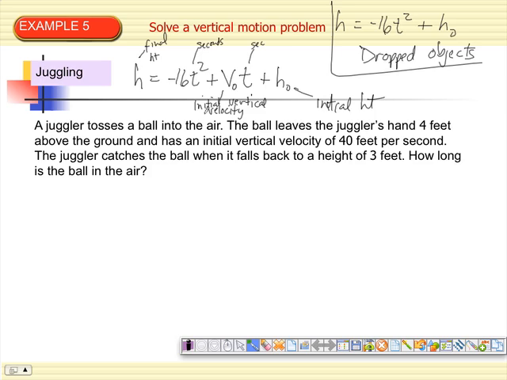So here we go. Let's see what this is talking about. A juggler tosses the ball in the air. The ball leaves the juggler's hands at 4 feet. What is that?